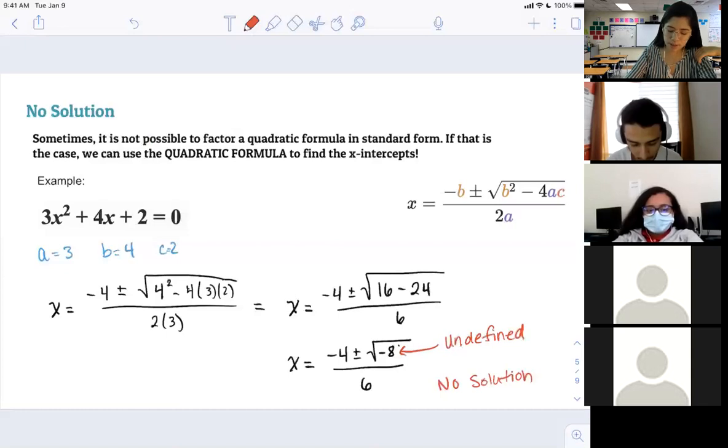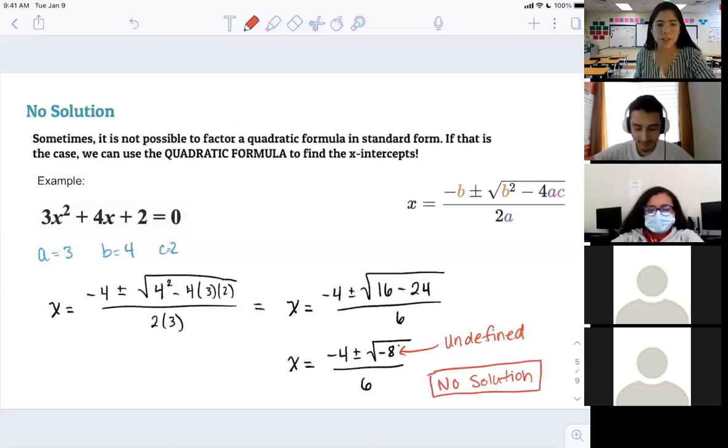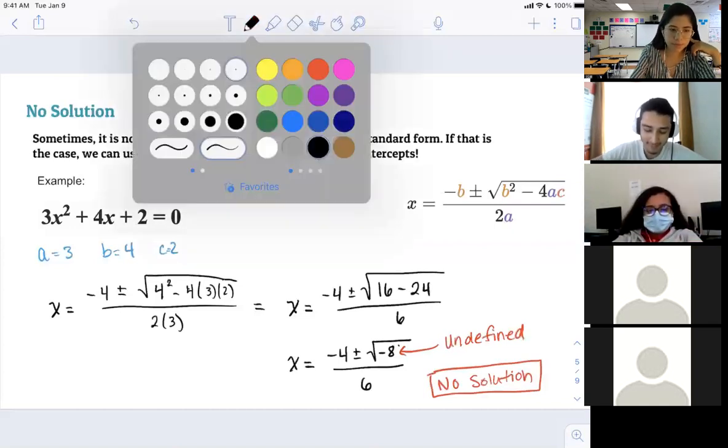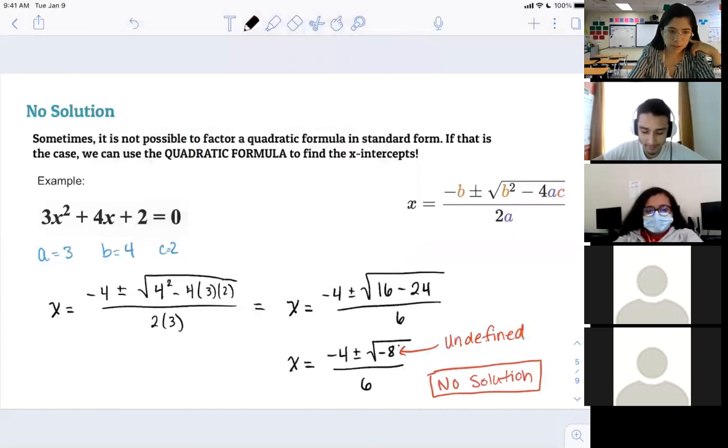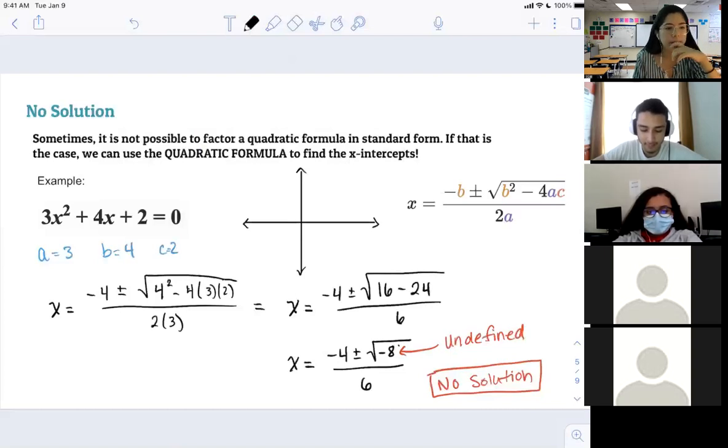But hold on, Miss Lopez, how can a function have no solution? What does this actually mean about the graph, huh? If I'm on the coordinate plane and I wanted to graph this function, it has no solution. What does that mean?